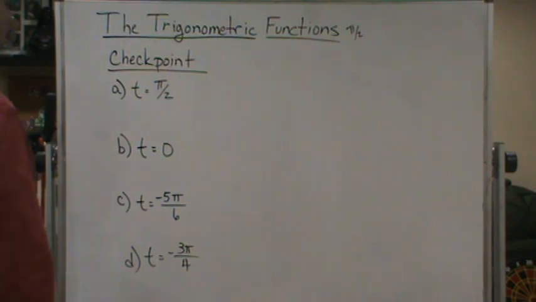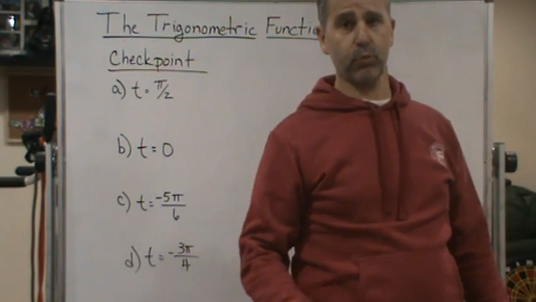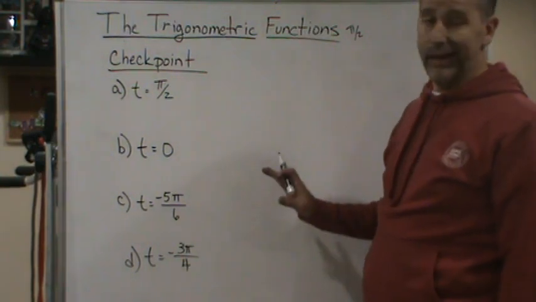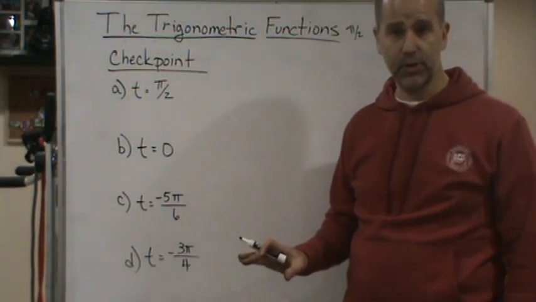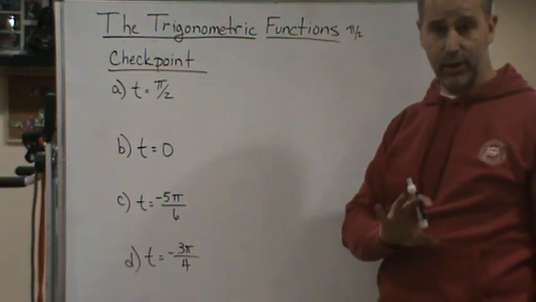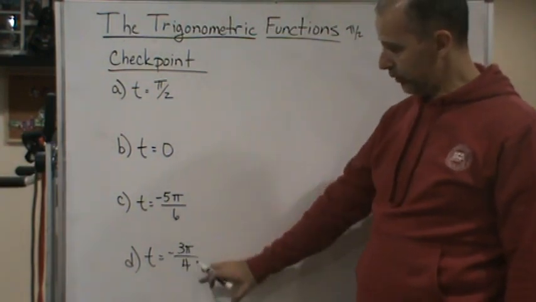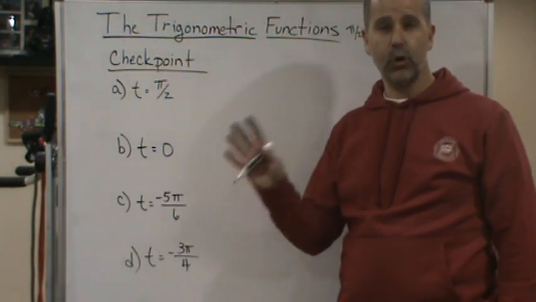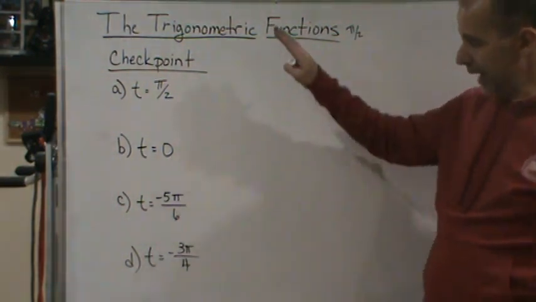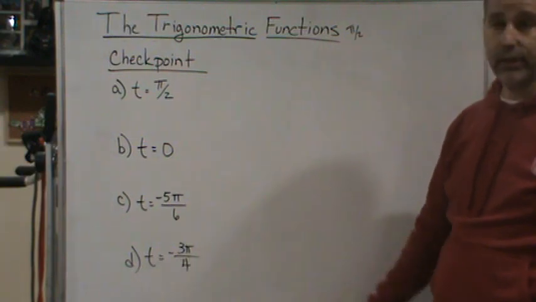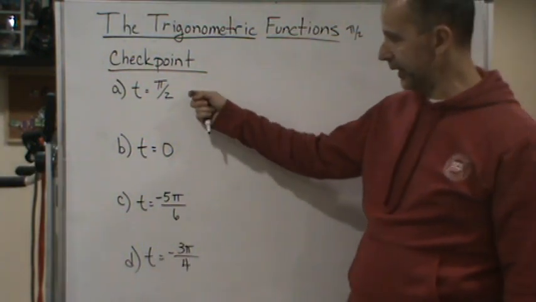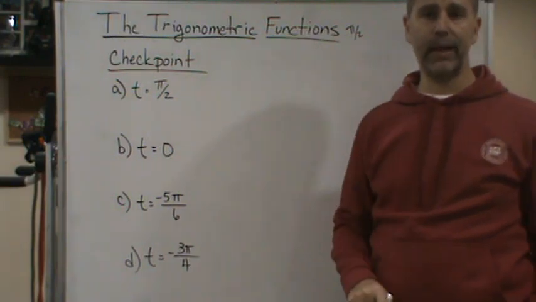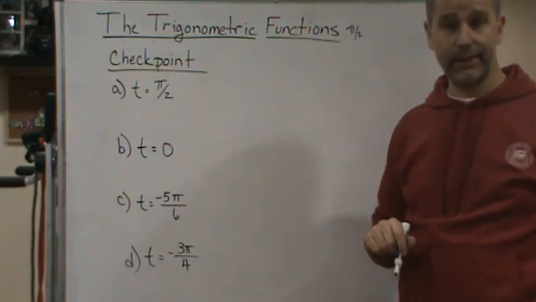All right, so now this is a checkpoint, so this is where you're going to pause it, and what you're going to do is write all 6 trigonometric functions, the values of those functions, evaluated at each one of these angles. Just like we did in the previous example. So go ahead and hit pause, find and evaluate all of the 6 trigonometric functions for each one of these angles, okay? And then when you're finished, come on back and see if you got the correct answer.